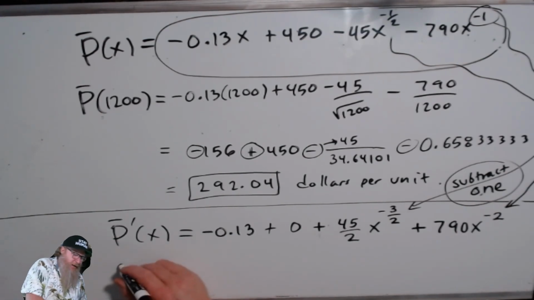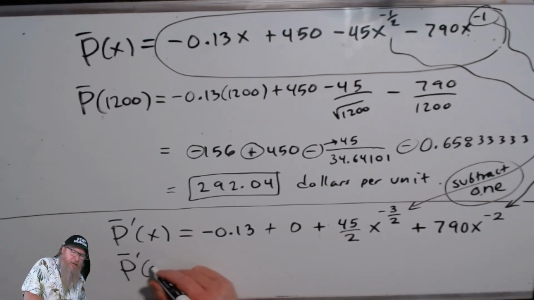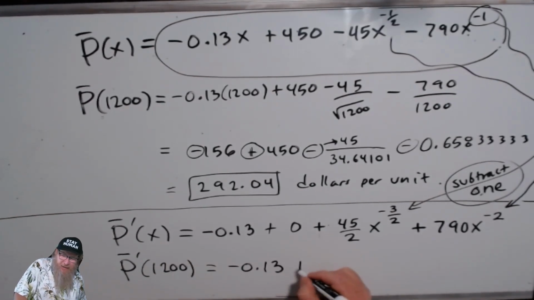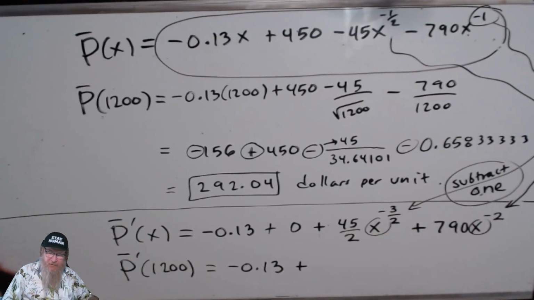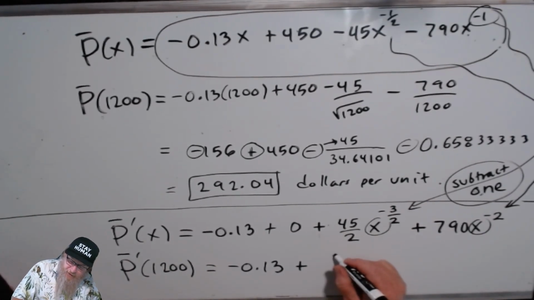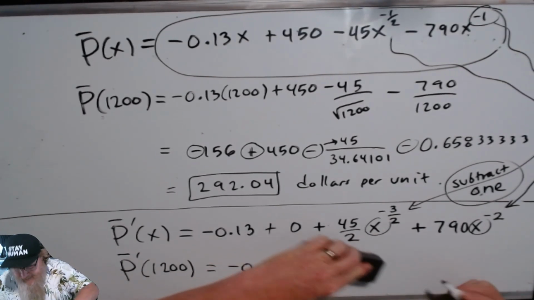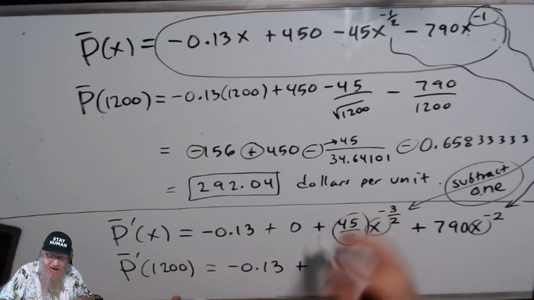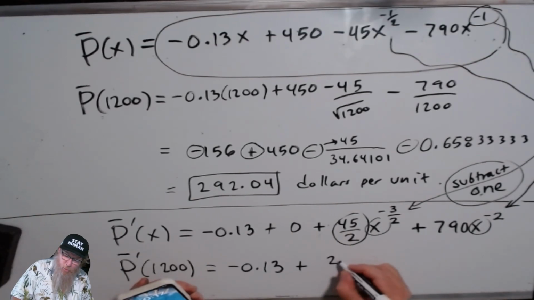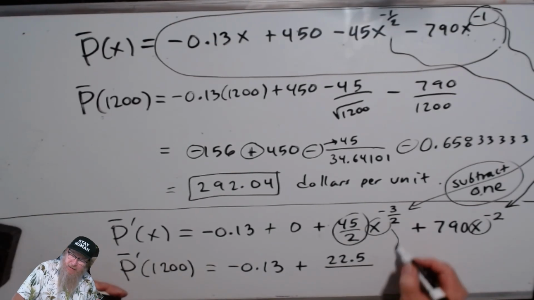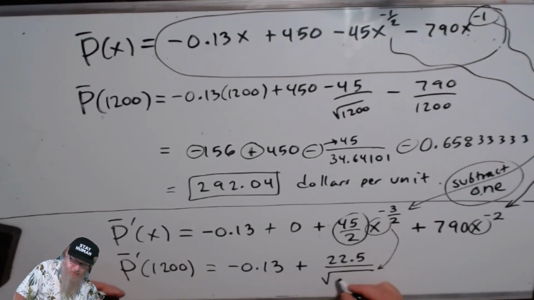So now we're going to plug in, what was it, 1200. And there's only these two x's to plug into. I'm going to be very careful here. This is going to be 45. Actually, let's divide this out. I don't like 45 halves. It's going to be 22.5 over the square root of 1200 cubed.